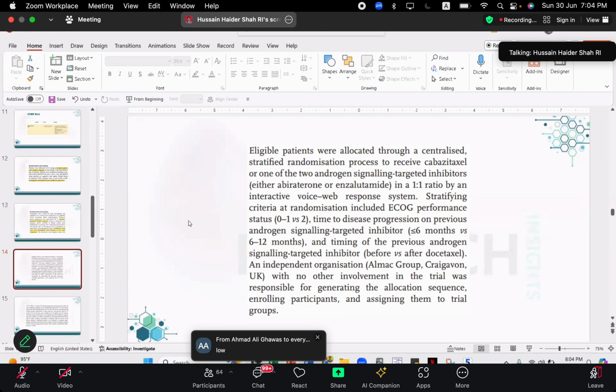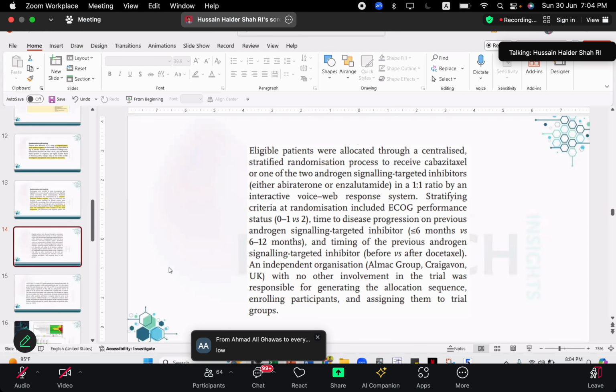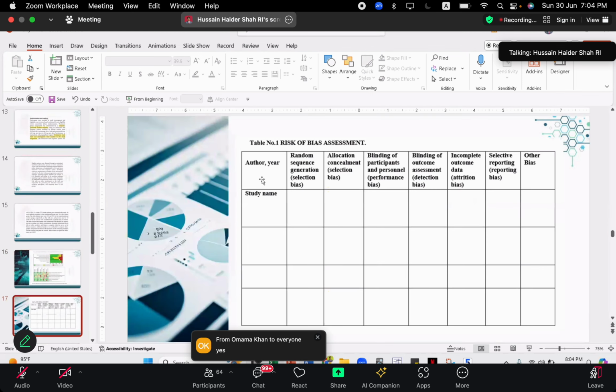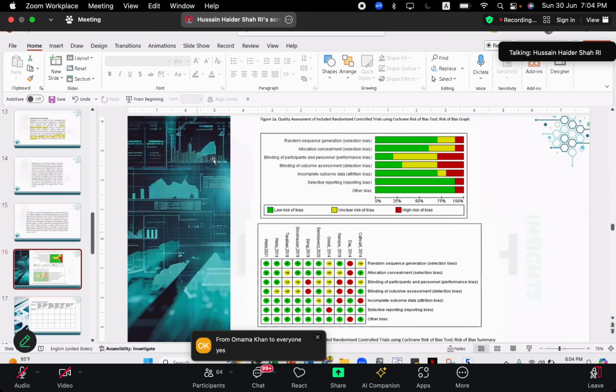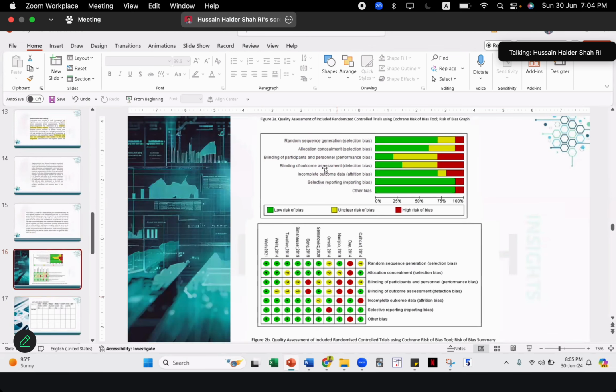Is it clear to you how we do a quality assessment? Okay, brilliant. After the break, I will tell you how we make this graph. When we are doing the risk of bias assessment of randomized control trials, we have to make these graphs. I will tell you how you make these graphs with RevMan.